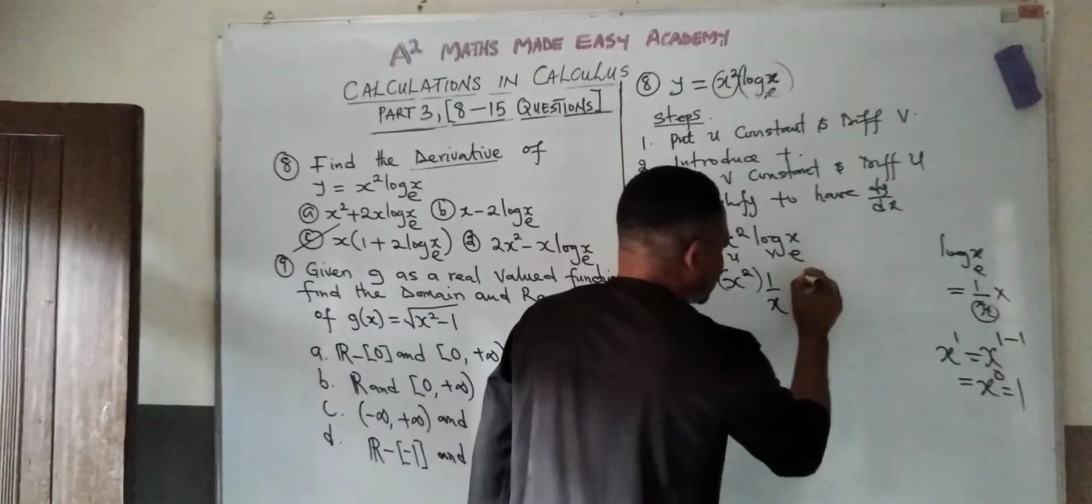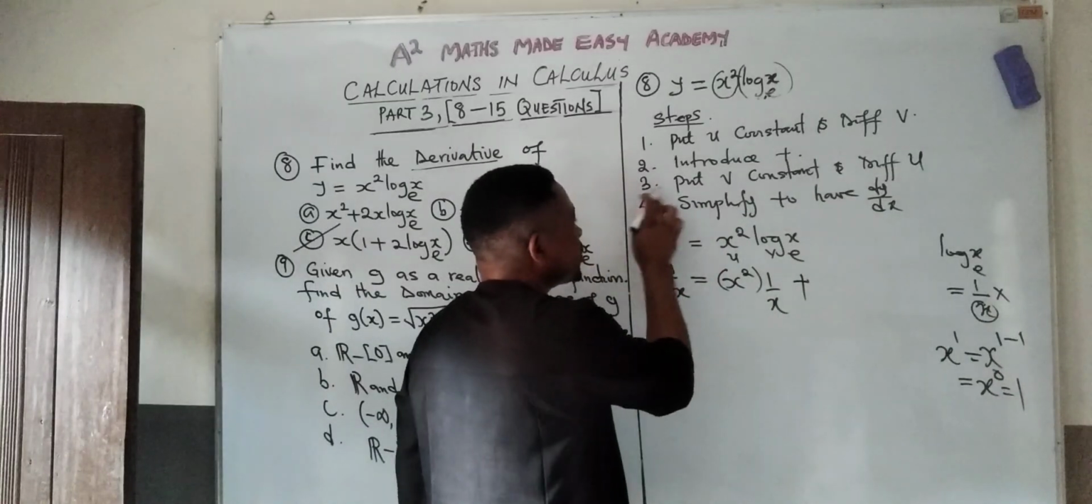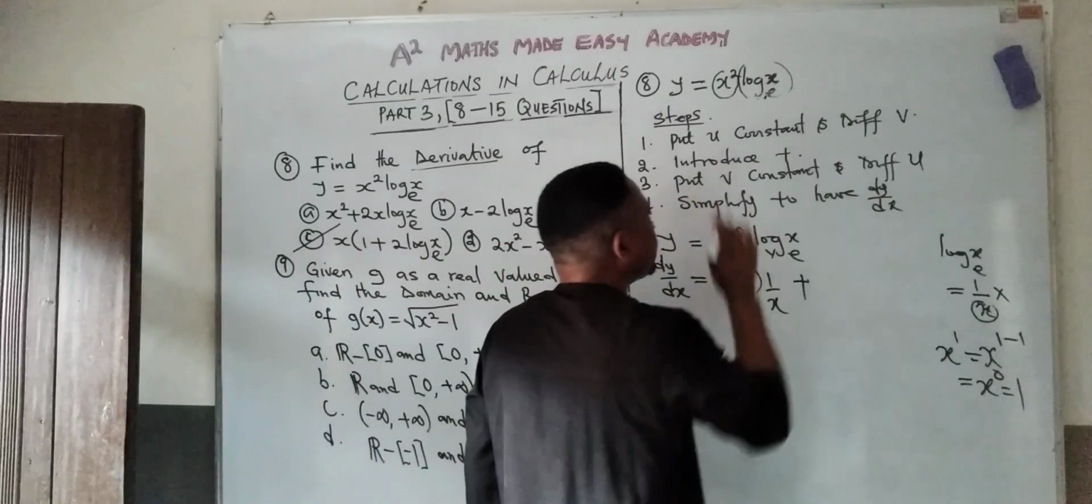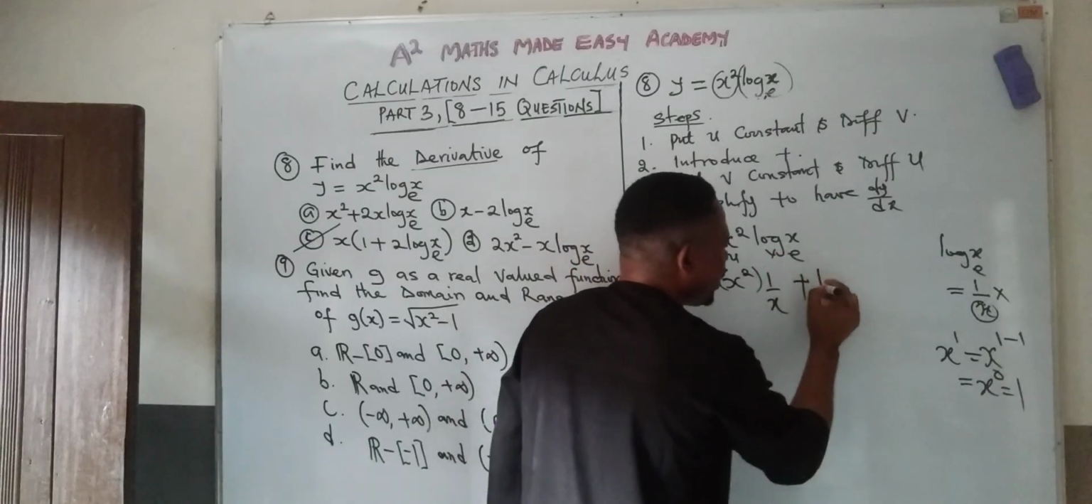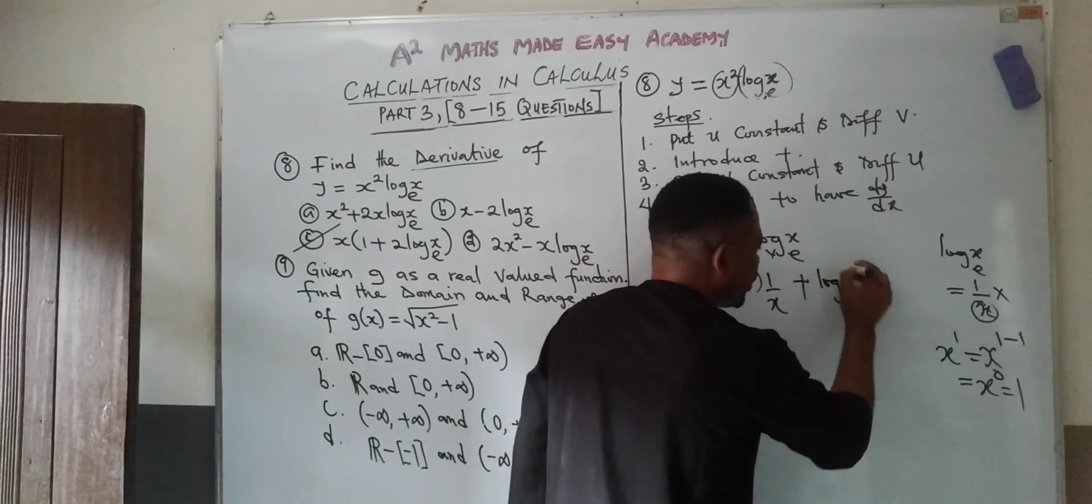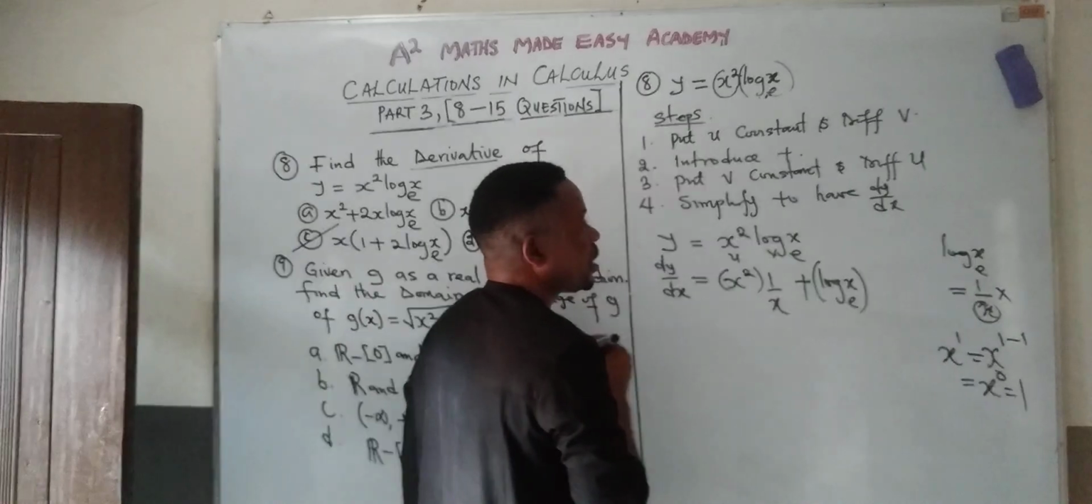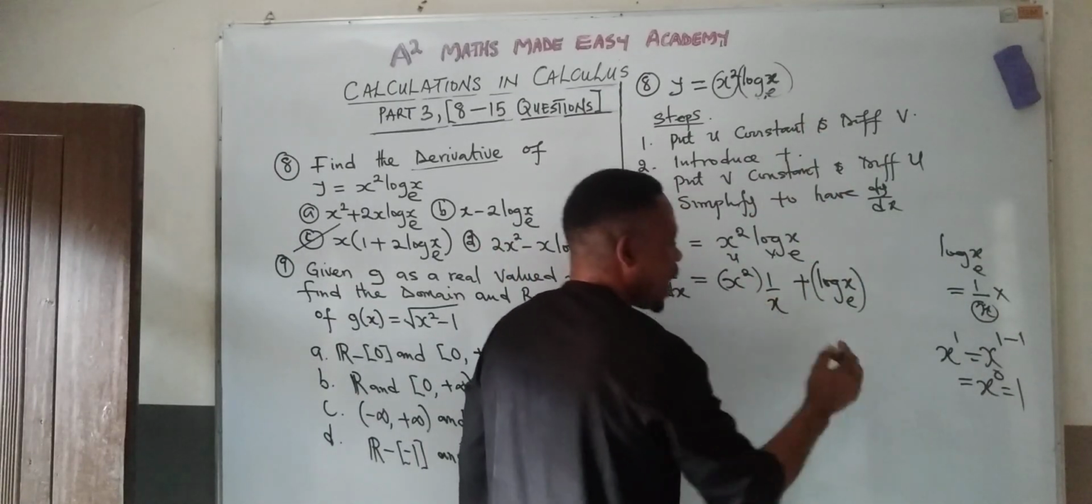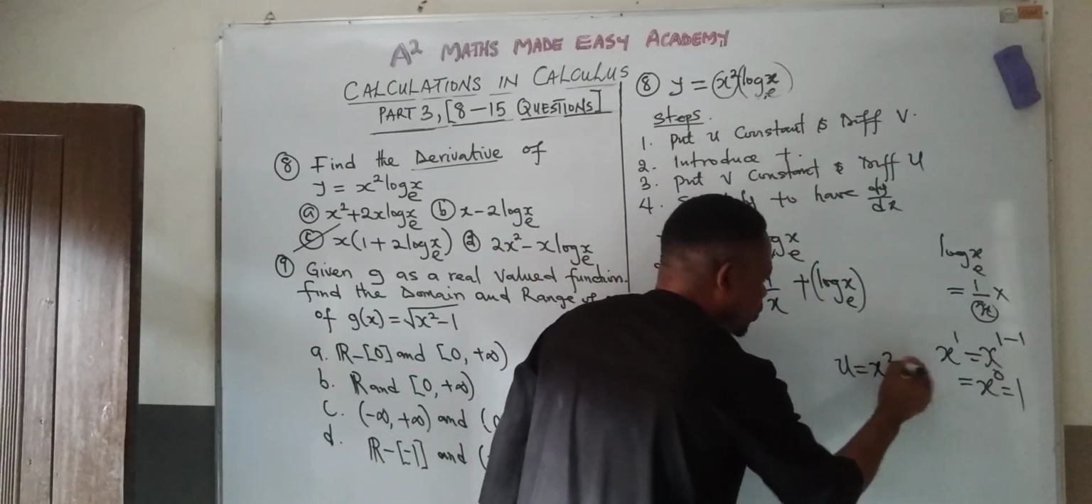Introduce plus. And this is the plus. The third step is put v constant. What is v actually? This is v. V is log x exponential. Close the bracket. And differentiate u. And you know that u is x squared, right?